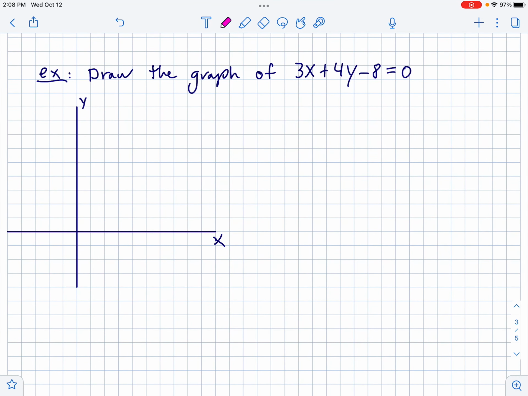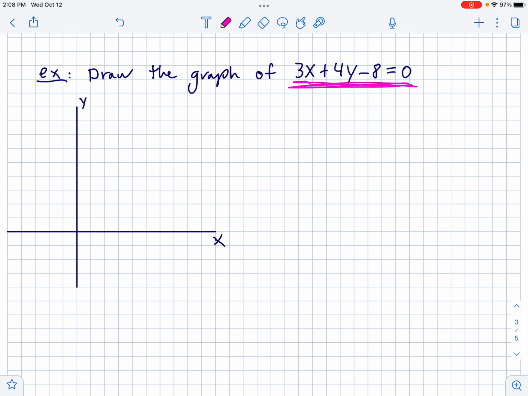Next up, draw the graph of this. You guys, general form is kind of lame. It doesn't really help you with anything. It's not like you can spot the slope or the y-intercept or even a point it goes through. So what we're going to have to do is put this back into gradient intercept form, aka get the y by itself.